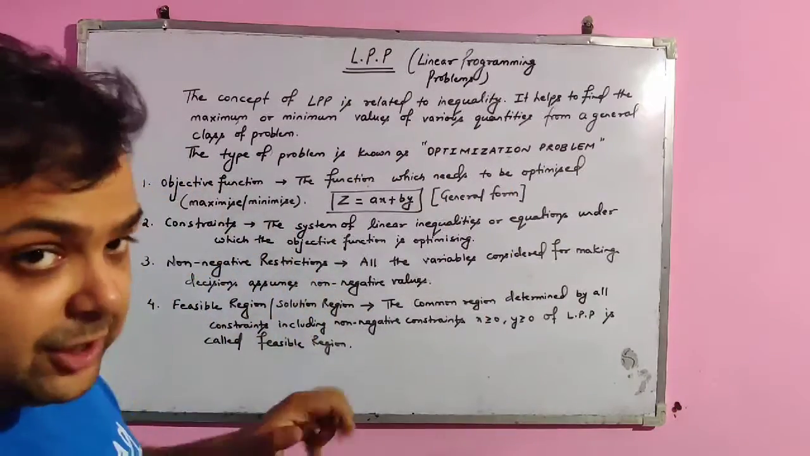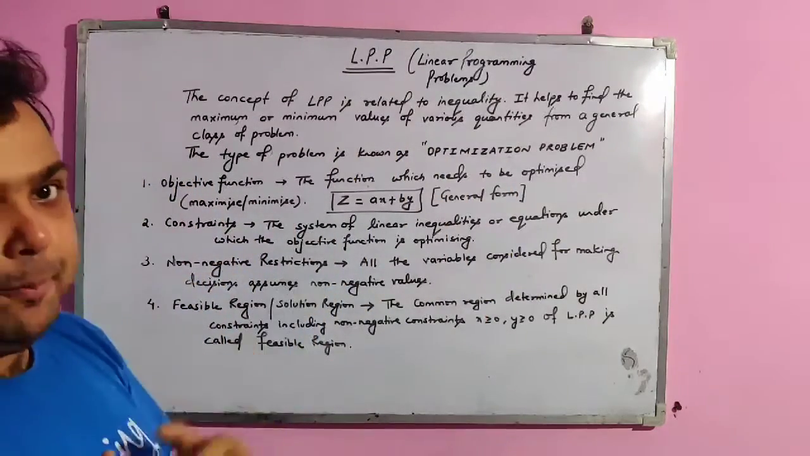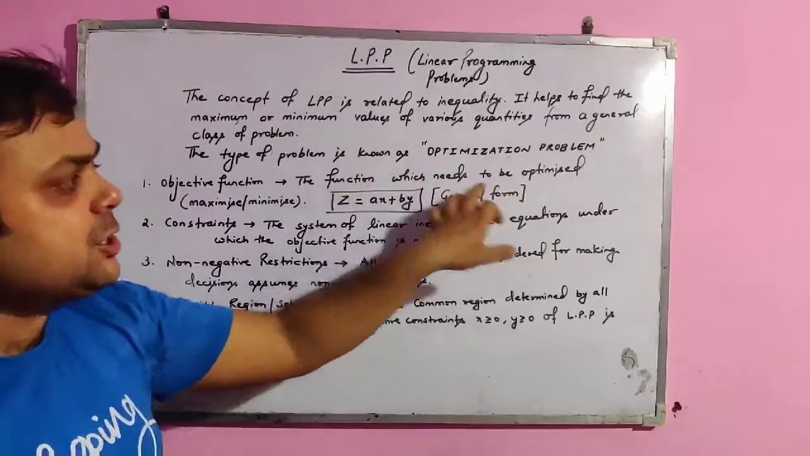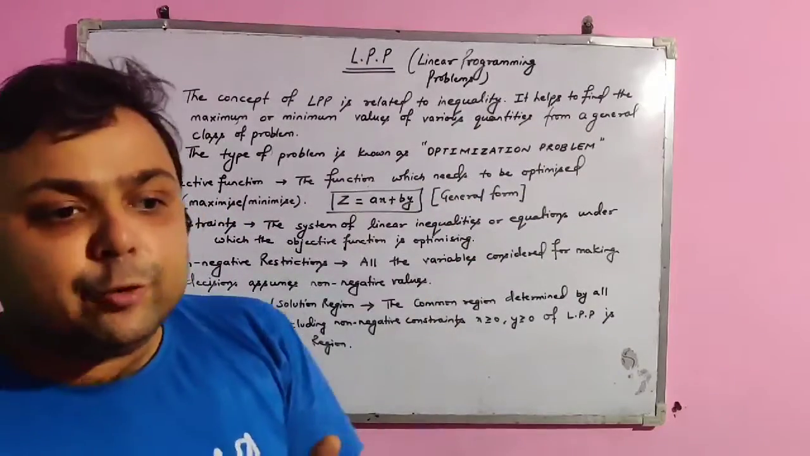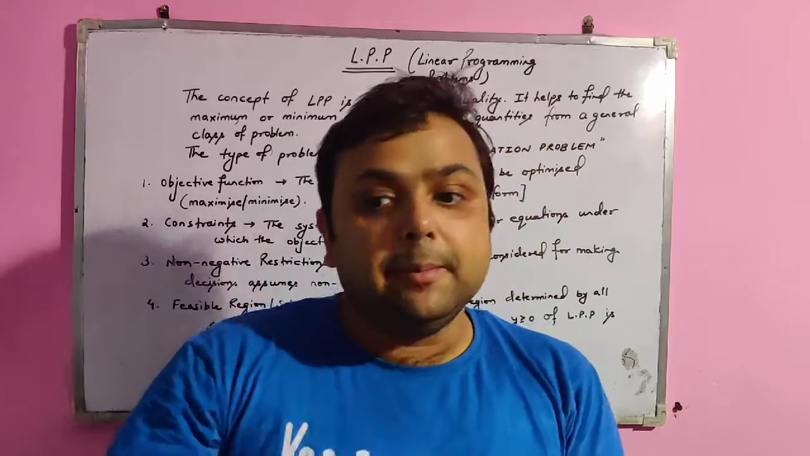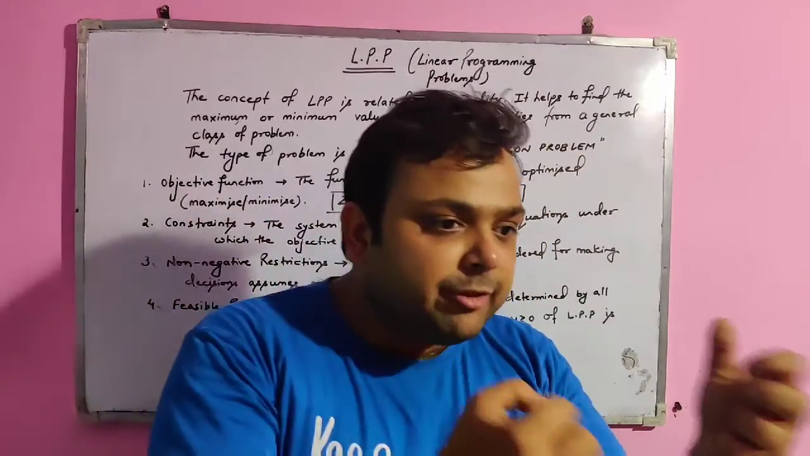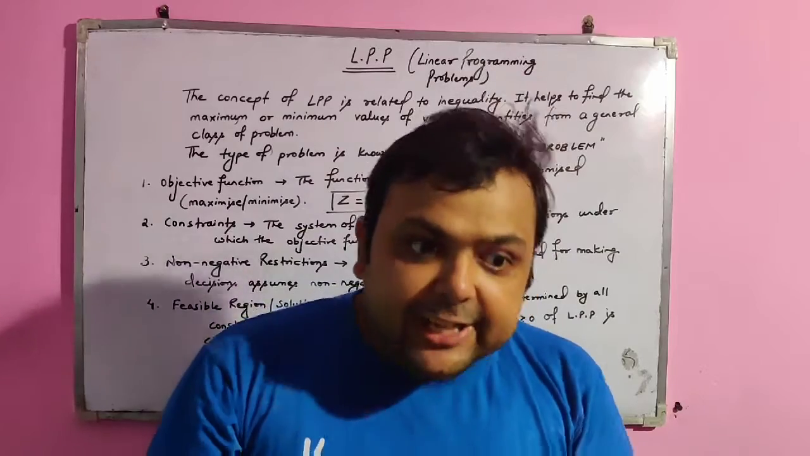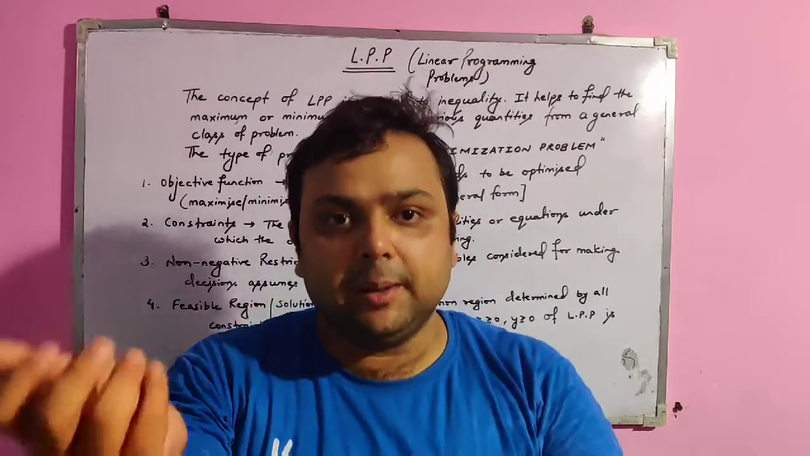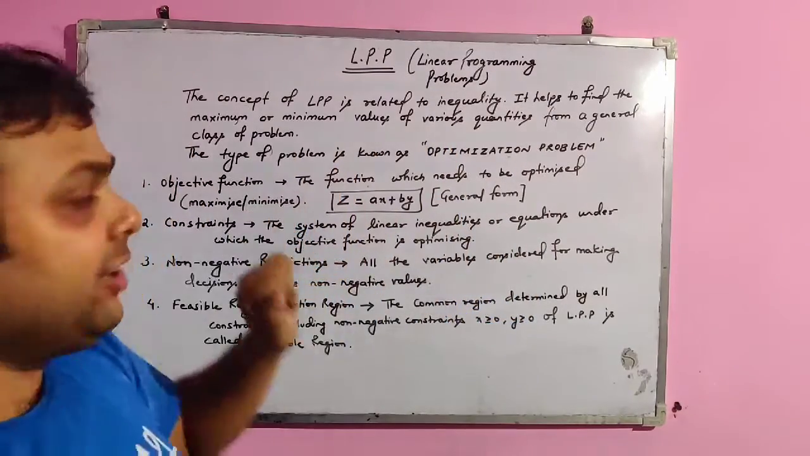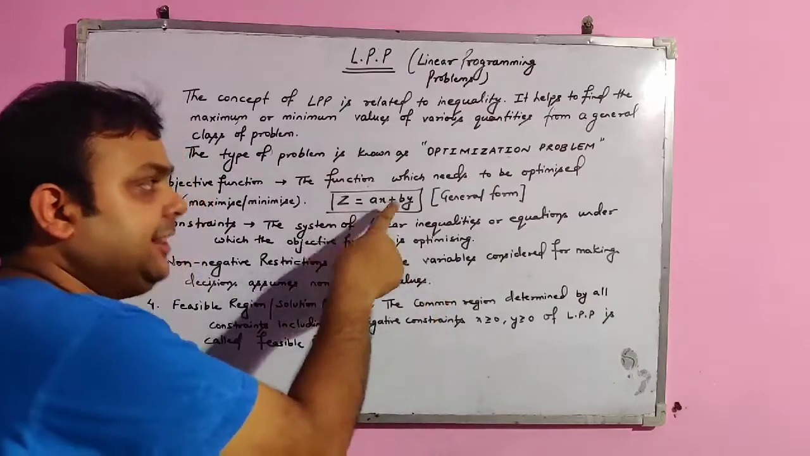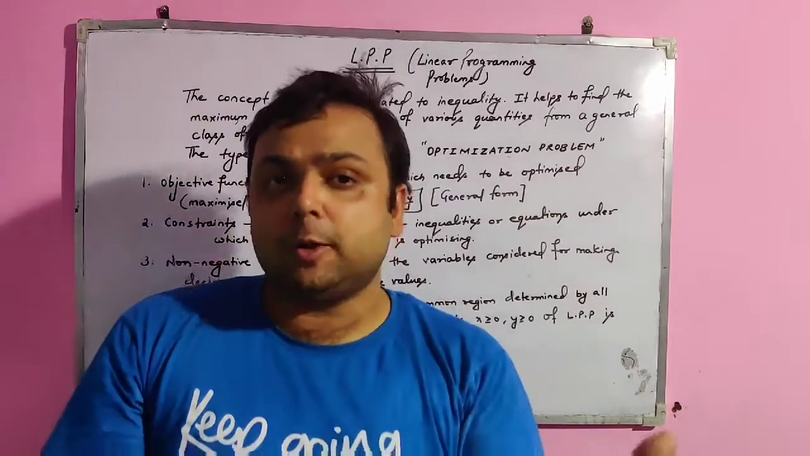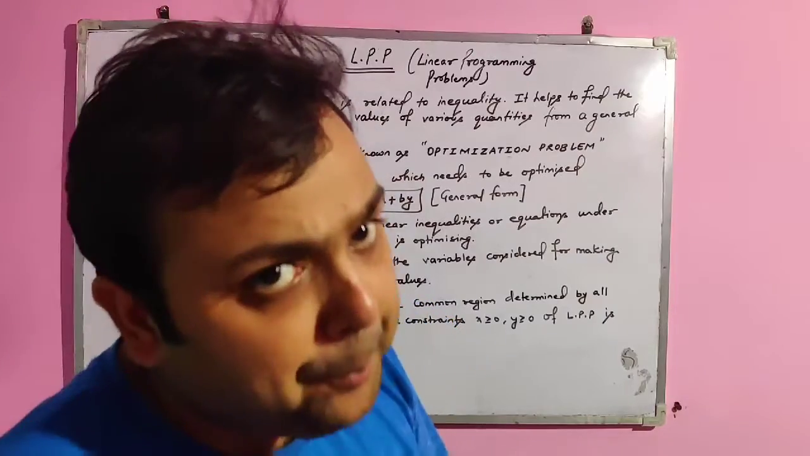Now, there are some definitions related to this topic. The first one is the objective function. The function which needs to be optimized, meaning we have to maximize the cost, minimize the resources, minimize the workload, maximize the profit. All these things that we need to optimize, maximizing or minimizing, are called the objective function. The symbol is capital Z and the general form is Z = AX + BY. This needs to be either maximized or minimized as per the conditions of the problem.